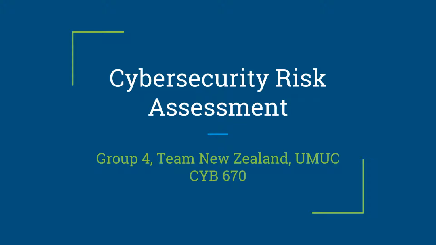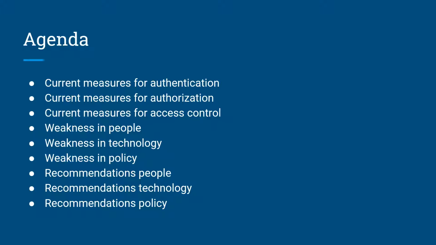This is the Cybersecurity Risk Assessment for Team New Zealand. This presentation will identify the current measures for authentication, authorization, and access control. There will also be an overview on the weaknesses in our organization's security, including people, technology, and policy. These weaknesses can result in successful exploitation of vulnerabilities and/or threats. The end of this presentation will conclude with recommendations to mitigate these weaknesses.